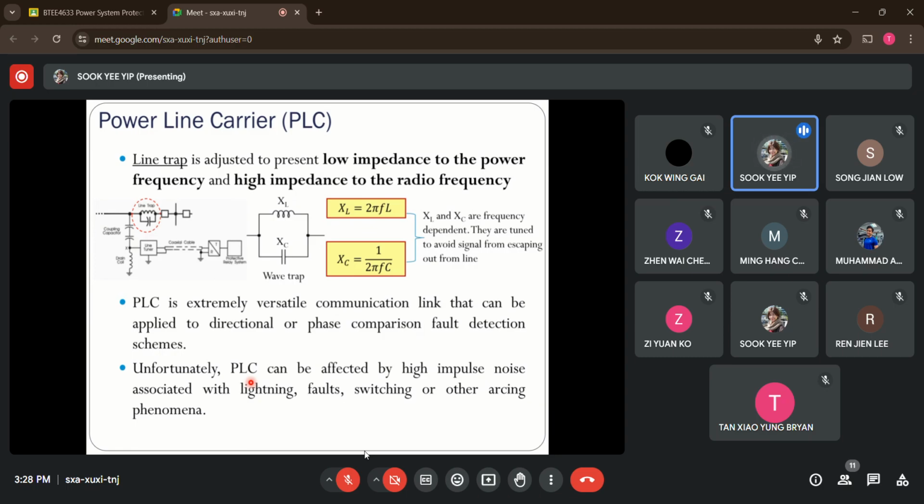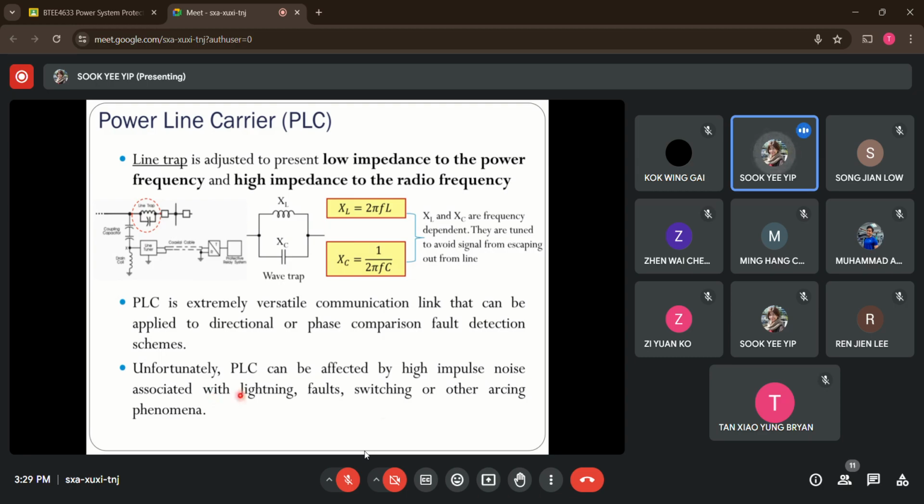Why? Because the signal that you want to exchange is easily affected by different situations like lightning strikes. Whenever we have a lightning strike or a fault occurs within the line, it might cause signal loss, which means they are unable to exchange the information. Or if a fault occurs, after the tripping of the breakers, this might also affect the signal being transmitted as well.